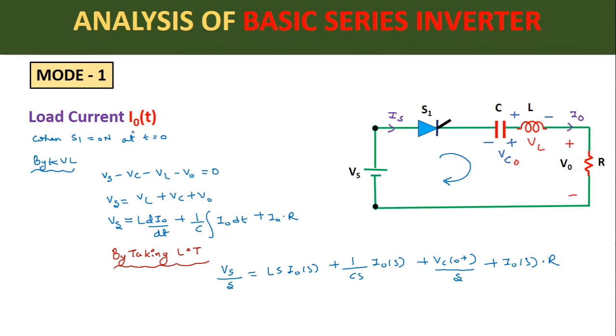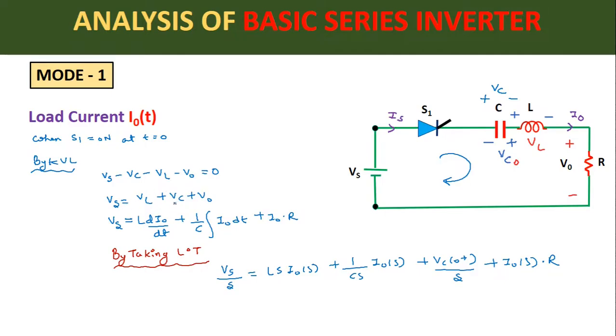First we will find out the load current for mode number 1 operation, I0(t). To find out the load current in this circuit we have to apply the KVL in this loop. Before that we have to assume the voltage across the capacitor. It will be positive on the left hand side plate and minus on the right hand side plate and it is denoted by Vc. Now when we apply KVL we will get Vs minus Vc minus VL minus V0 is equal to 0. From this equation we will get Vs is equal to VL plus Vc plus V0.